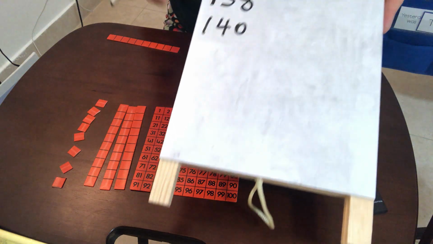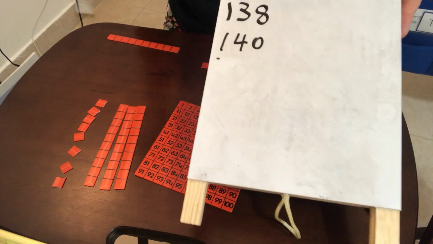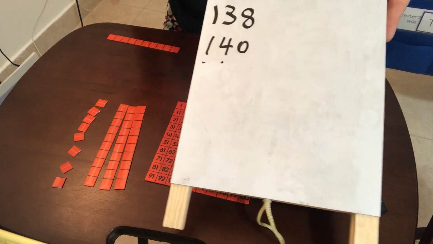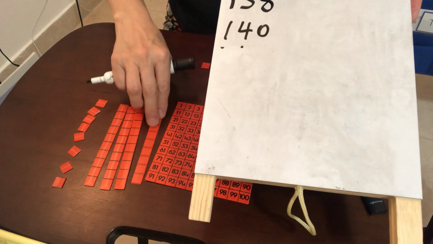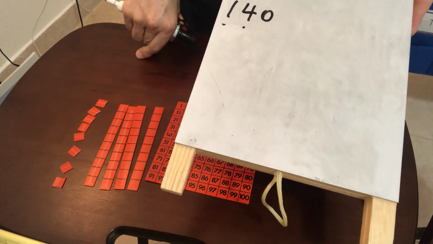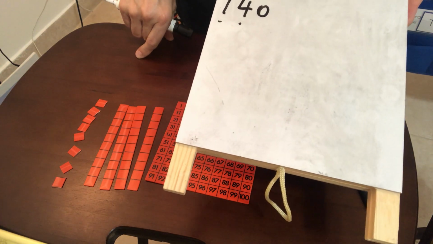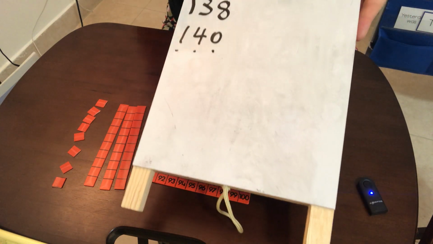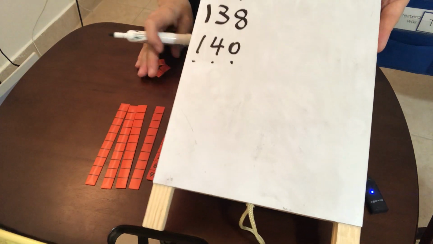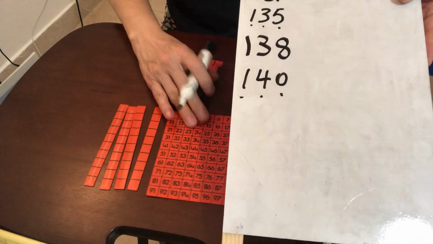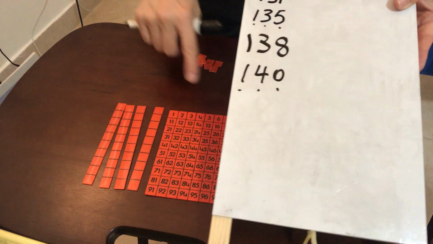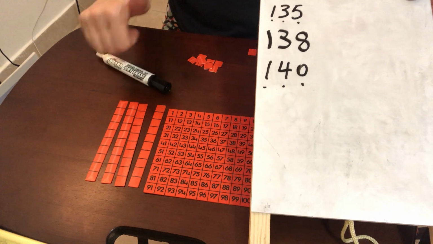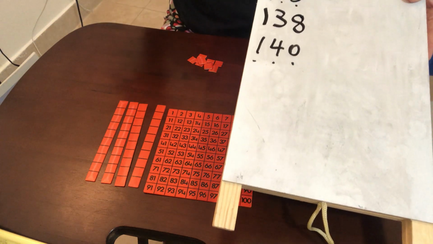How many hundreds do I need? 1, right? How many 10s do I need? I don't have enough here. 4, right? And how many 1s do I need for 140? 0, right? I don't need any ones because it's 0. So this is the number 140. Bravo. Were you with me on that?